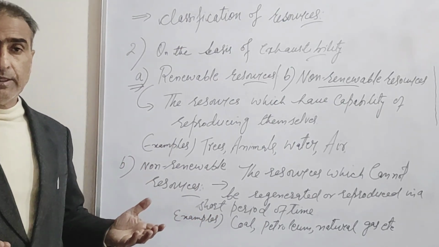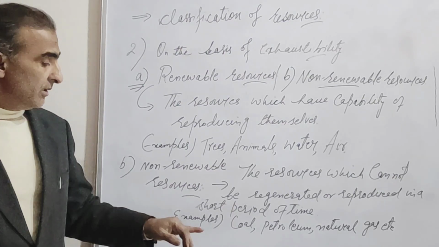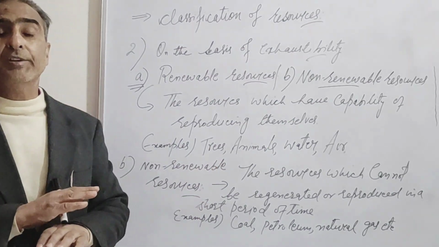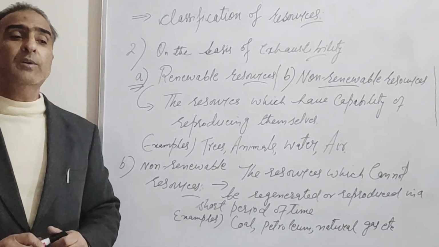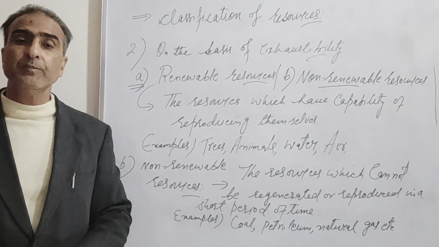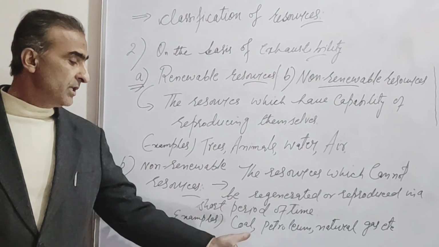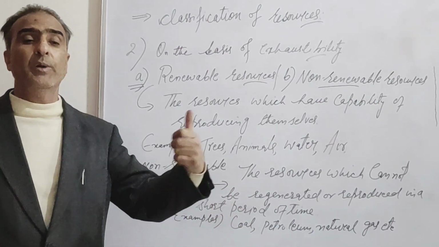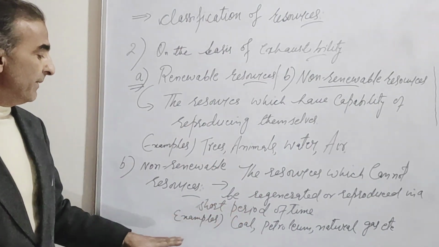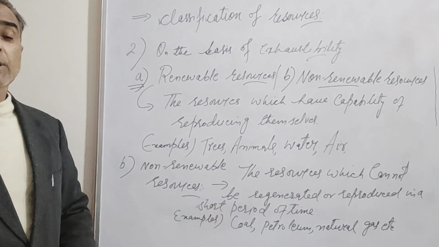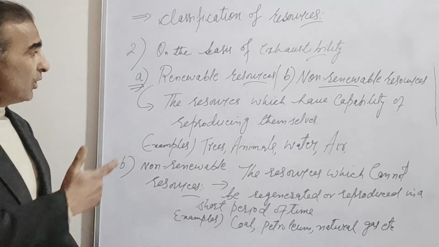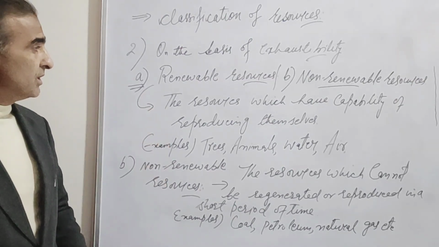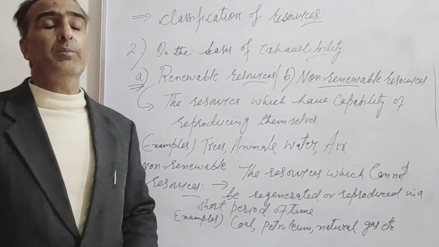If God forbid, suddenly coal, petroleum, natural gas get exhausted, there will be an energy crisis in the world. The world will be in a standstill position. So these resources, once used, get finished and cannot be regenerated quickly. So we call them non-renewable resources. I hope these two classifications, classification on the basis of origin and classification on the basis of exhaustibility, are clear to you.